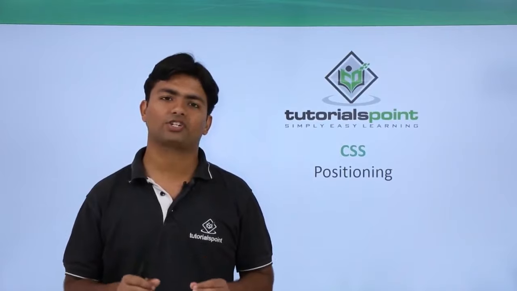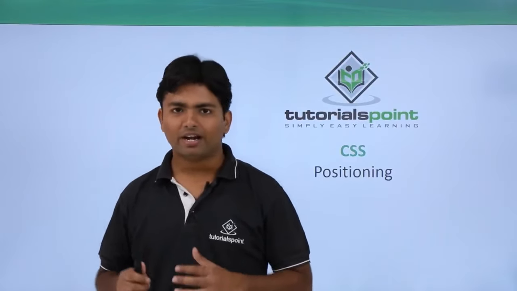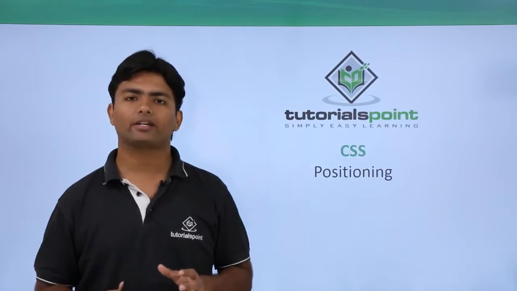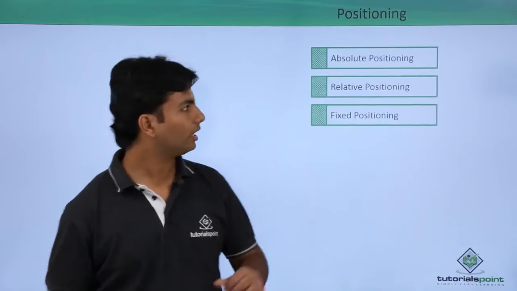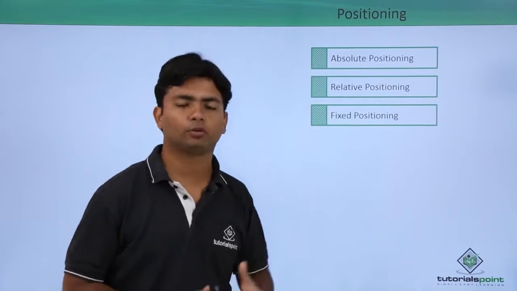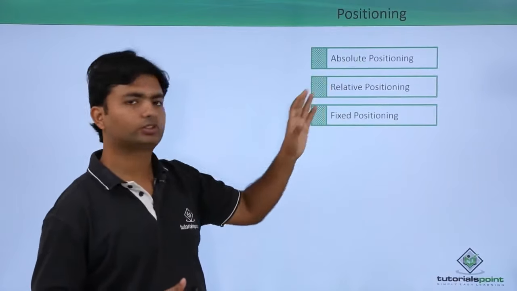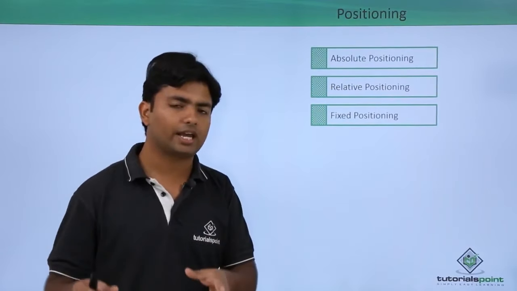Now about giving the position to a particular element using CSS. When we talk about positioning in CSS, we are provided with 3 different options of positioning, and those are absolute positioning, relative positioning, and fixed positioning. As per your requirement you can choose; it's all about designing your web page and where you want to put a particular element.